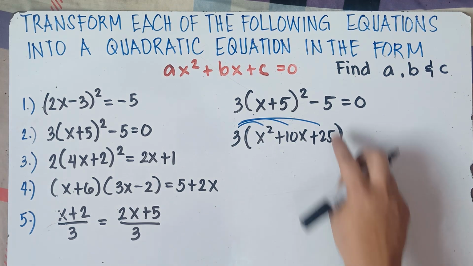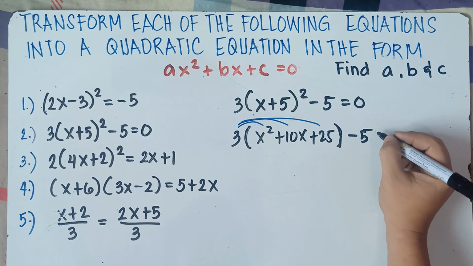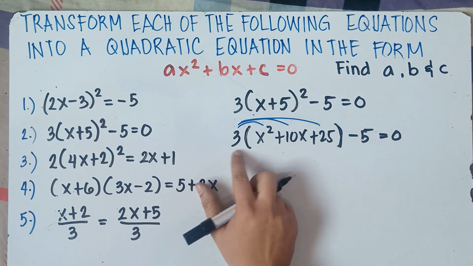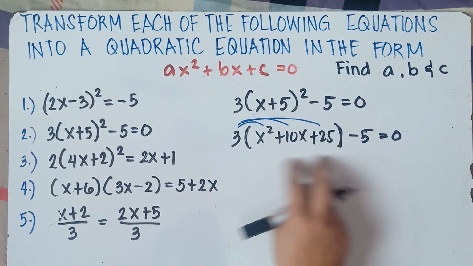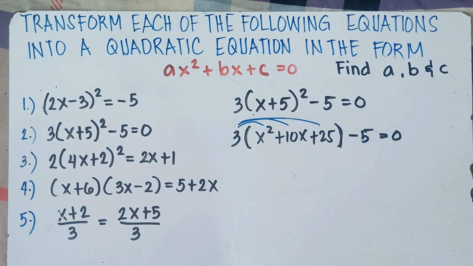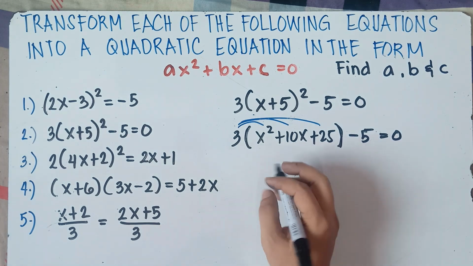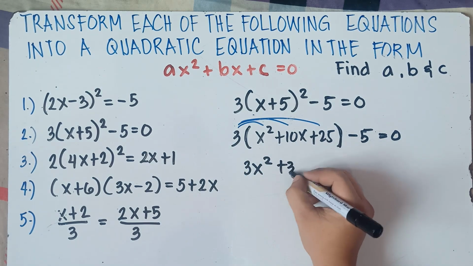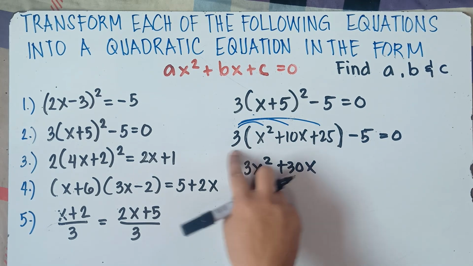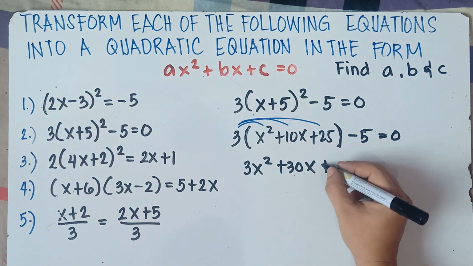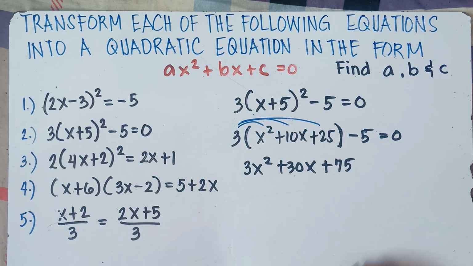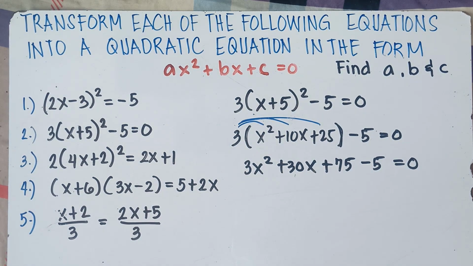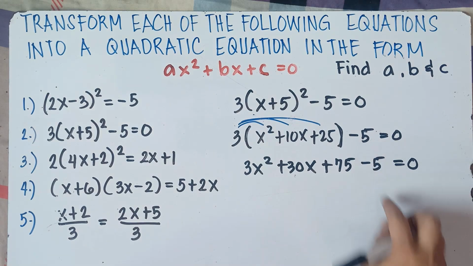Alright, and then copy the minus sign, then 5 equals 0. So copy negative 5. Once again, 3, copy, then the answer for this one is this one. Then copy minus 5, then equals 0. Then we need to distribute 3 times x squared. That would be 3x squared. 3 times positive 10x, that's positive 30x. And then 3 times positive 25, that would be positive 75. Then copy minus 5 equals 0.